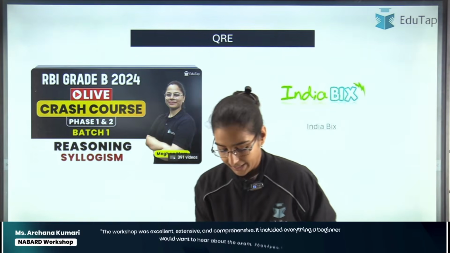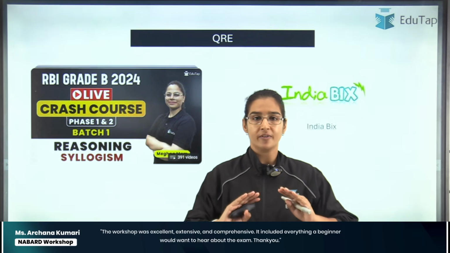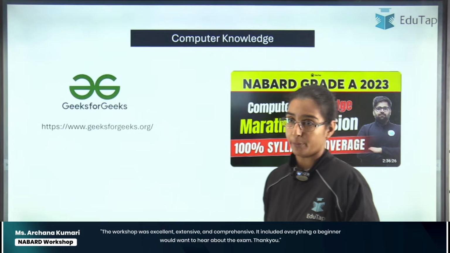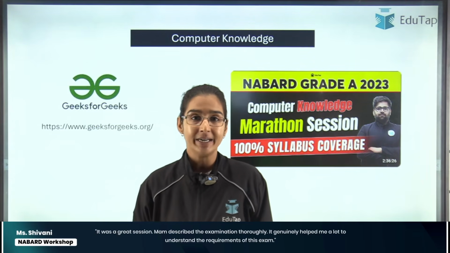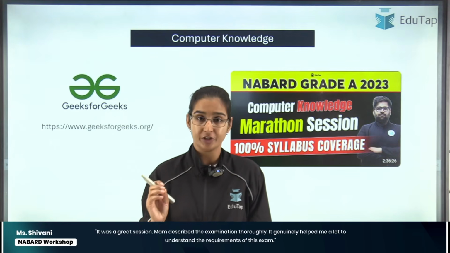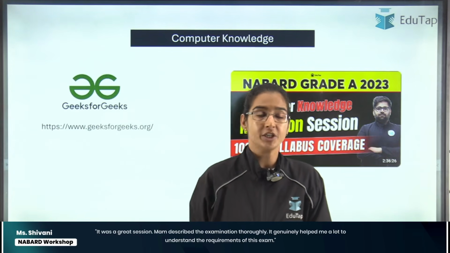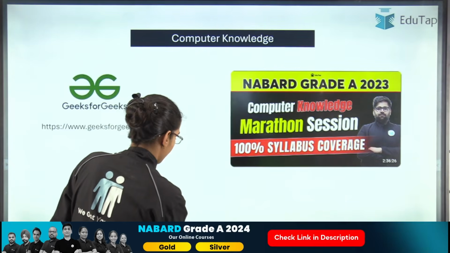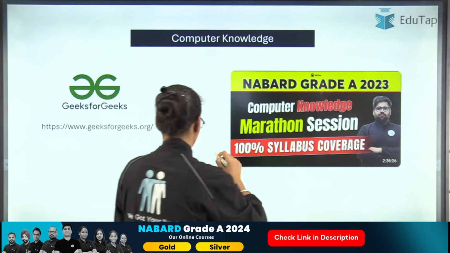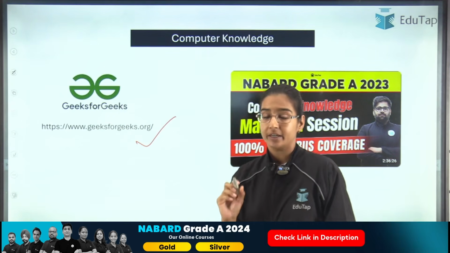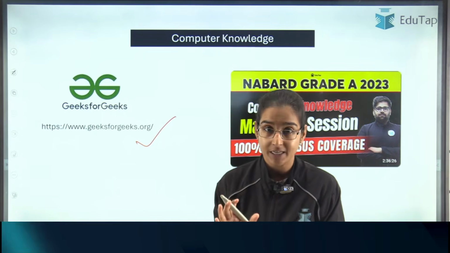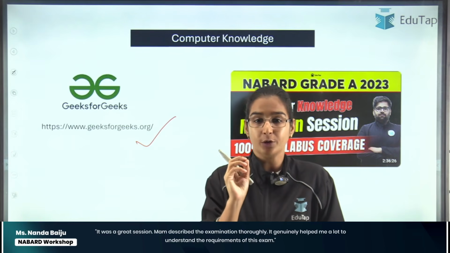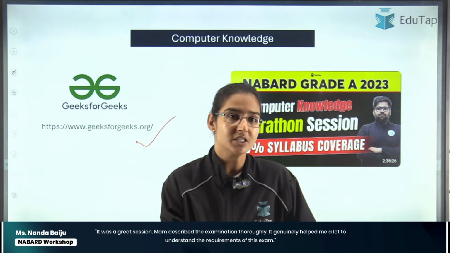Now, moving ahead, for QRE you are going to cover all the quant, reasoning and English. After that, the next component in the non-merit section is computer knowledge. For computer knowledge, there is one website, Geeks for Geeks. You can refer to it, but when you are referring to Geeks for Geeks, you have to be very smart and have a very focused approach.